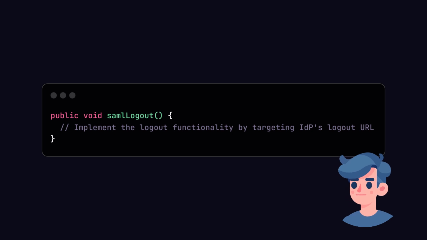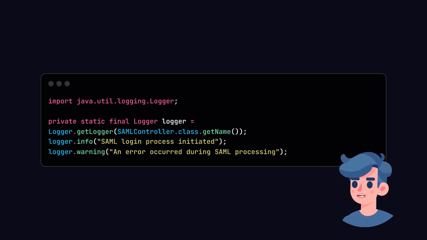At this point, we should also implement logout functionality to allow users to log out from the application as well as the identity provider. Logouts in SAML are a bit more complex since they typically involve a backchannel logout request to the IDP. Now that we have the foundational pieces in place, let's incorporate some logging.